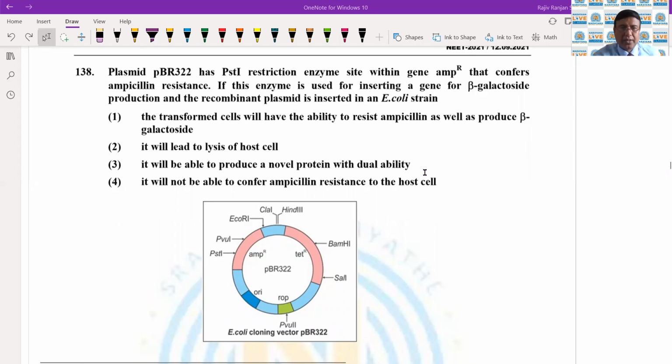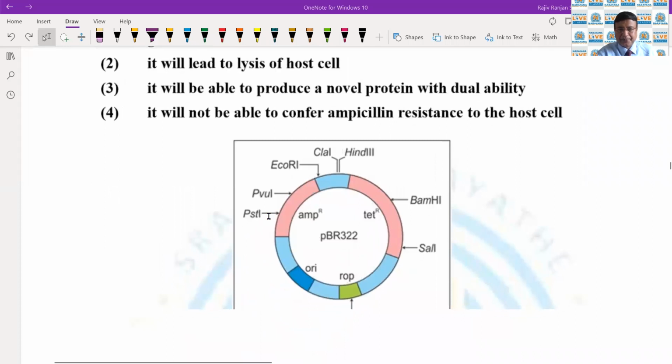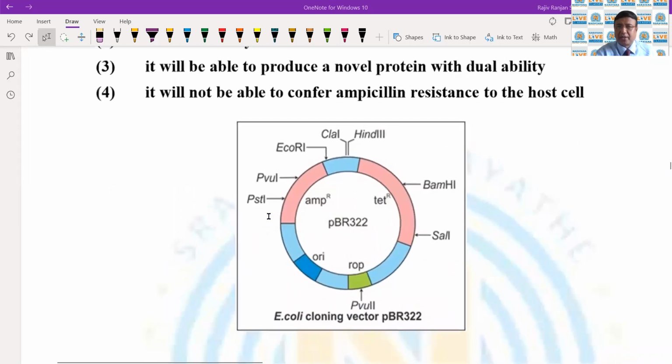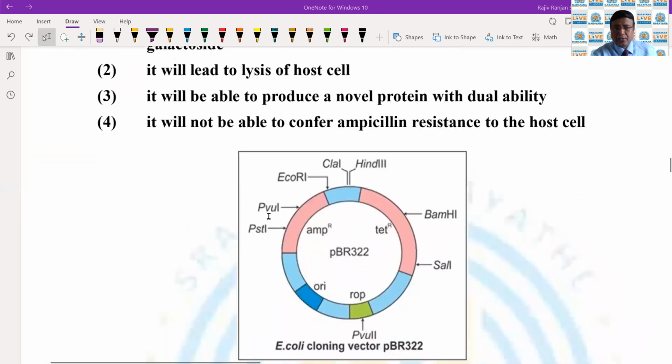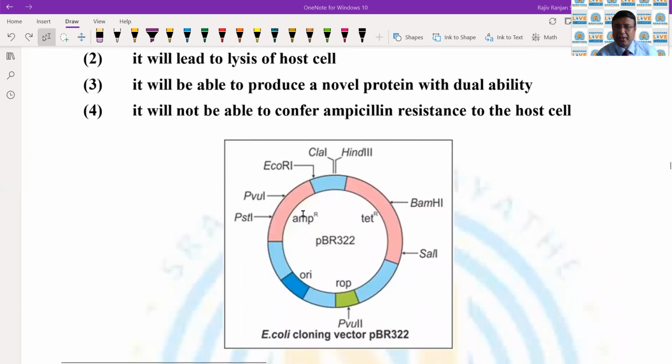So let's now understand it with the following figure. Here it is pBR322, the plasmid of Bolivar and Rodriguez, that is used as an ideal vector to carry a gene into E. coli. In this there are actually two antibiotic resistance sites. One is the ampicillin resistance site and the other is the tetracycline resistance site. And here the restriction site PstI is there.